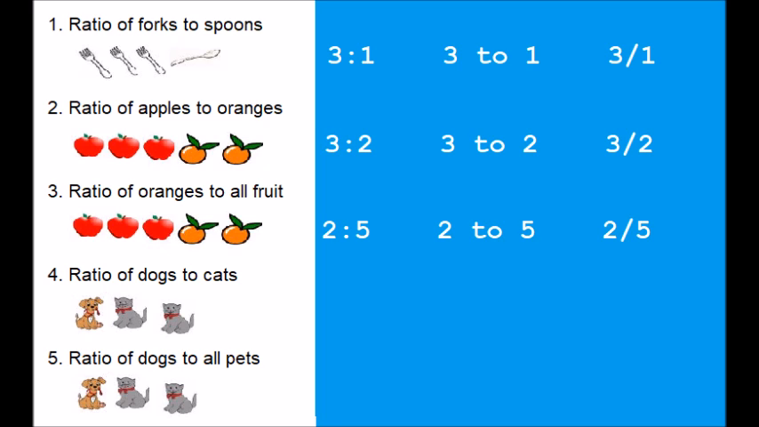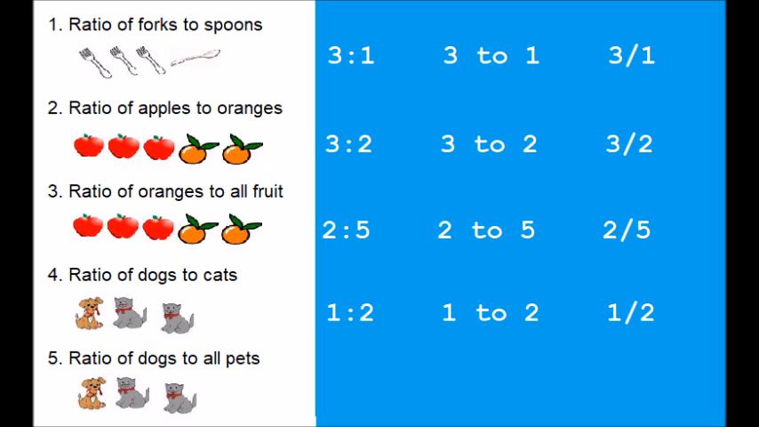If we want to instead look at the ratio of apples or oranges, in this case oranges, to all the fruit, you make sure to include as your second number all of the fruits, both apples and oranges. So we would have 2 colon 5, 2 to 5, or 2 over 5.